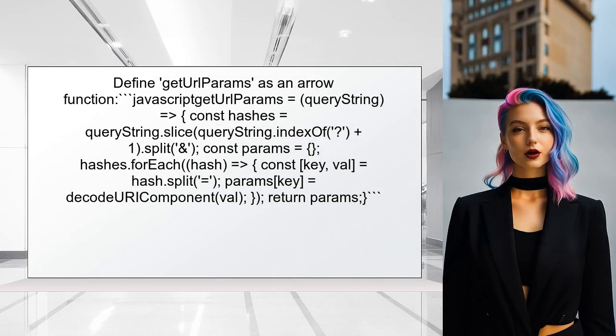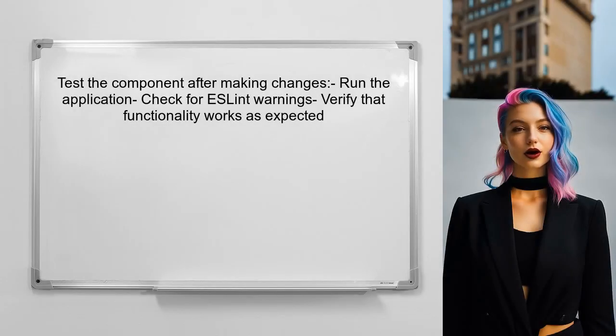Alternatively, the user can define getURLParams as an arrow function. Arrow functions automatically bind this to the surrounding context, which in this case is the class instance. After making these changes, the user should test the component to ensure that the ESLint warning is resolved and that the functionality remains intact. This can be done by running the application and checking for any errors.